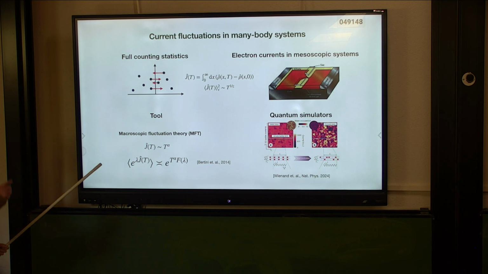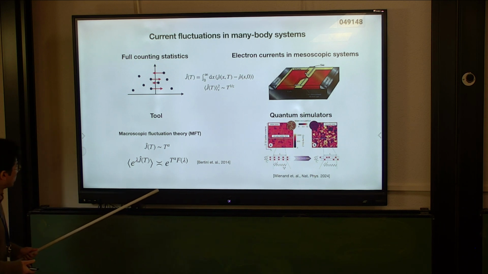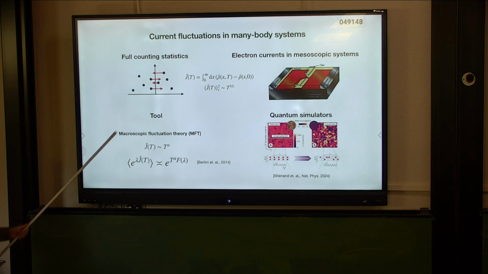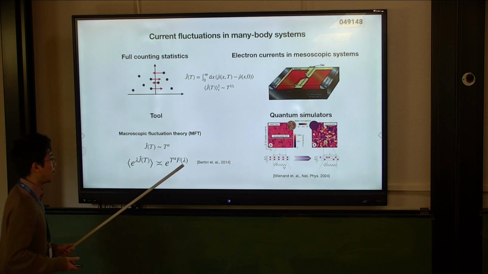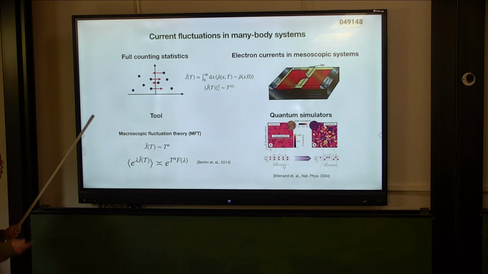For example, if you're dealing with a system that shows purely diffusive transport, like non-integrable spin chains, then alpha is just going to be 1/2. Whereas if you deal with continuum systems, then this is usually just linear in time, so alpha is 1. And this f of lambda is something called the scaled cumulant generating function, and I'm going to compute this for the models that I mentioned in the previous slide. But I'm going to do much more than that.